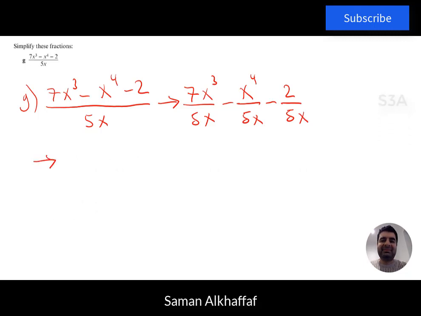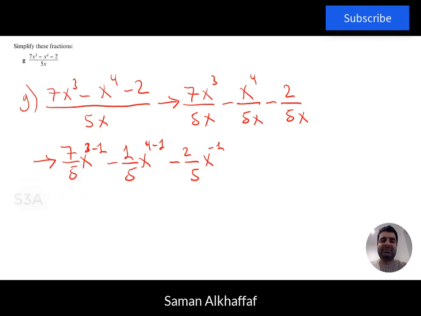Now in this scenario, we will just move the x. If it's possible, we can simplify the values, but we can also move the x terms up, so that will change the powers to a negative power in this scenario. So that will give us 7 over 5 x to the power of 3 minus 1 minus 1/5 x to the power 4 minus 1 minus 2/5 x to the power of minus 1, or it can remain as it is.